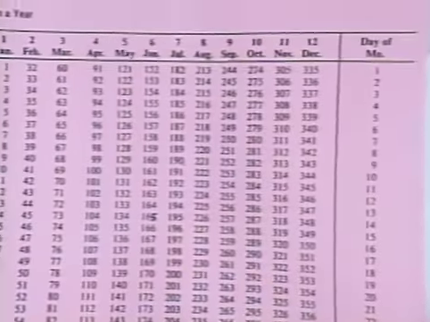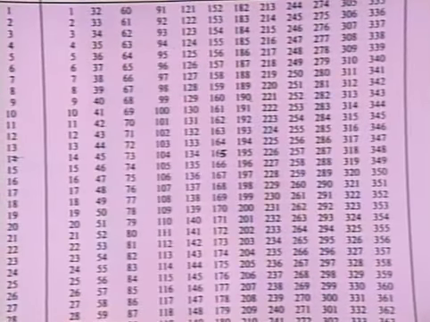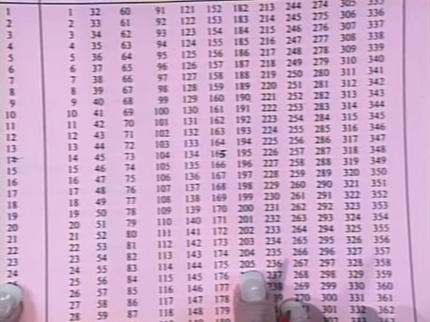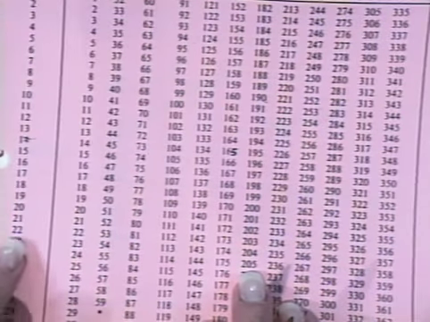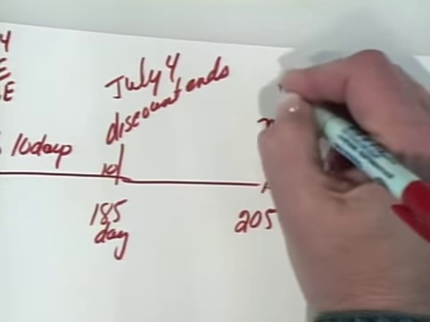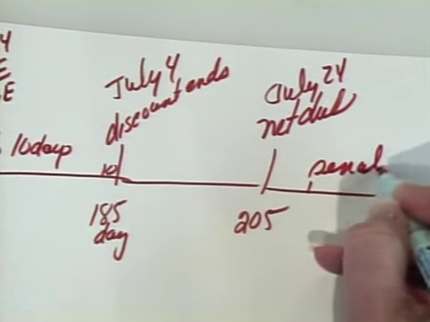And again, I have many of these. You'll find yourself writing all over them. And find 205. Day 205 is July 24th. Is that making sense? July 24th. After this, there's a penalty.